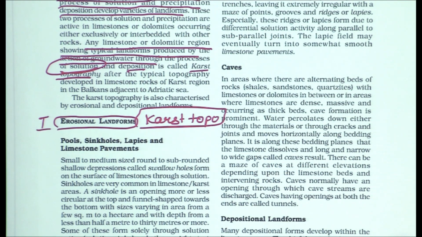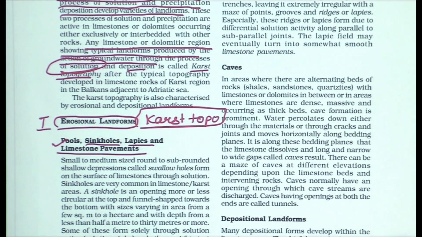This is our block number 1. And NCERT reads pools, sinkholes, lapies and limestone pavement. We want to learn each one of them one by one. And the brief definitions are also given here. We will be taking these definitions as our support one by one in terms of understanding the things carefully.